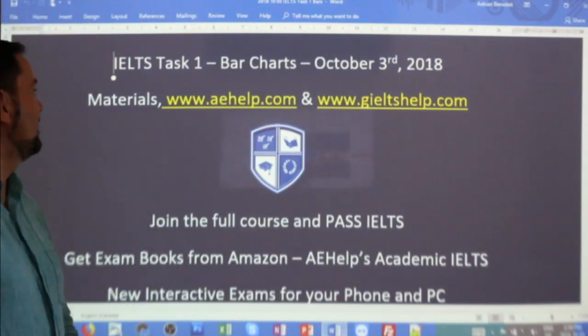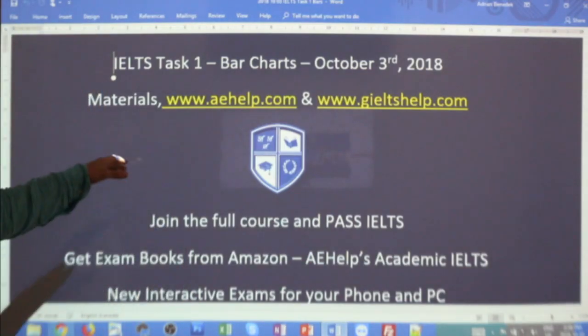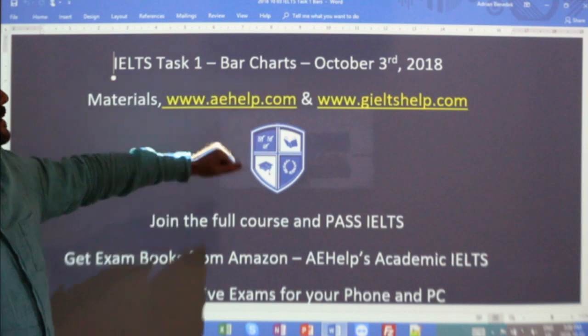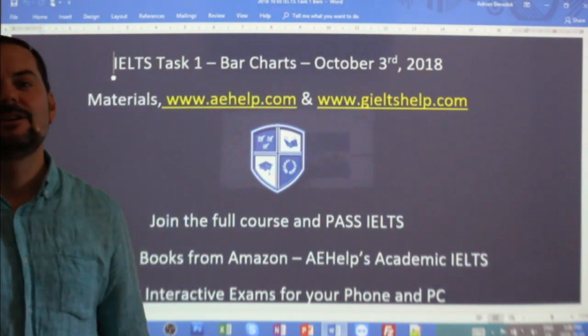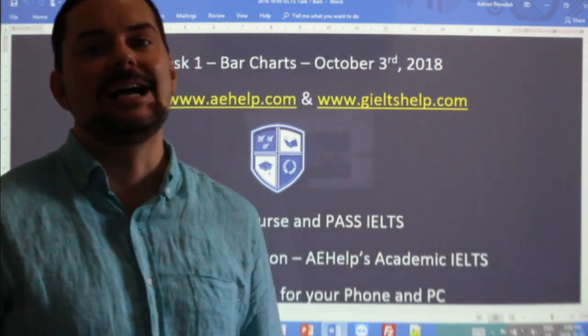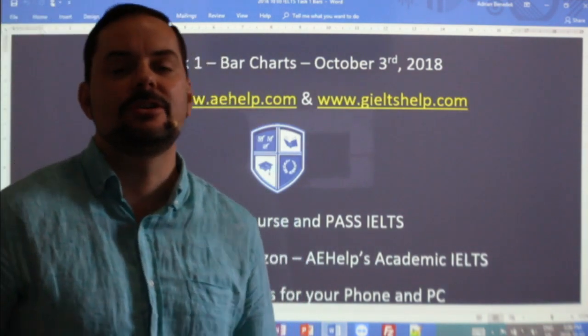All right, so today we're going to be looking at an IELTS Task 1, combination of a couple of bar charts. It's a very common type of question for the academic IELTS Task 1.